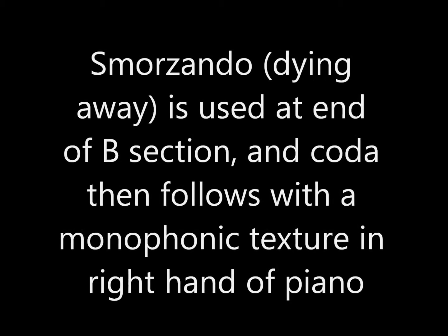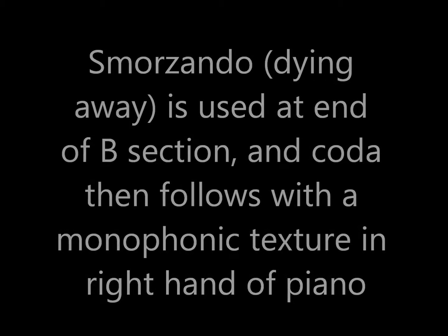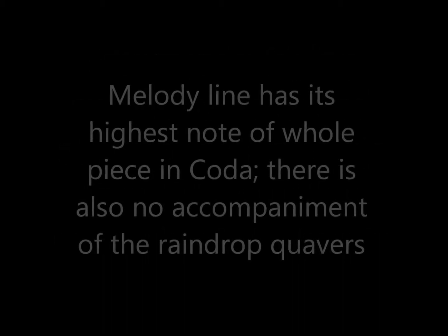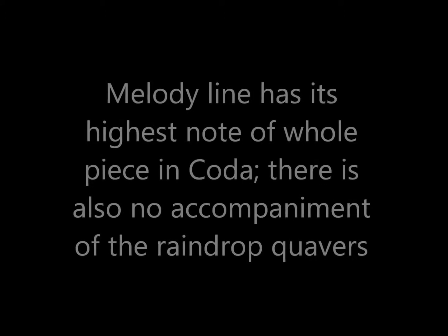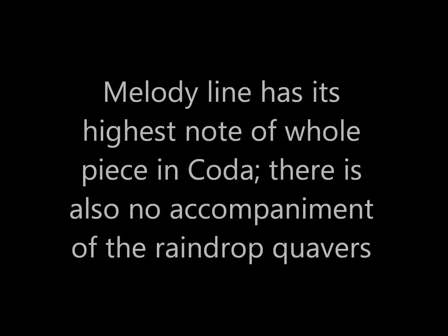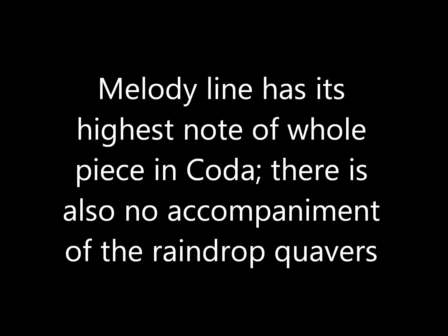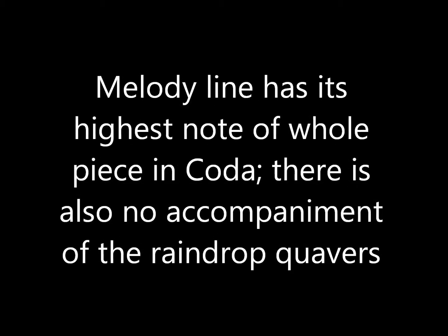And now we're on to the coda, which finishes the piece. The coda starts on the last beat of bar 81 and lasts until bar 89, which is at the end of the piece. The melodic line in bars 81 to 83 has the highest notes of the whole prelude. These are also the only bars that are not accompanied by the raindrop quavers.